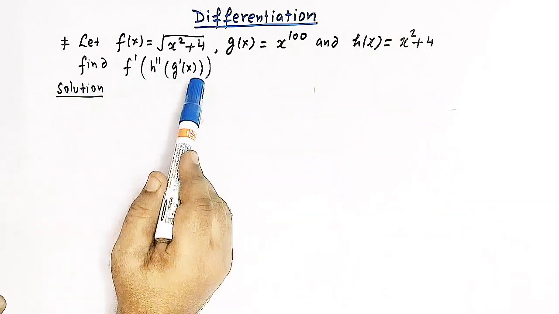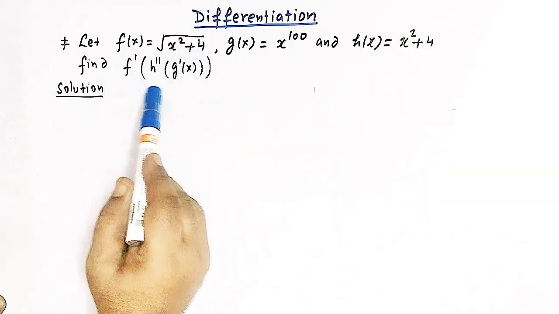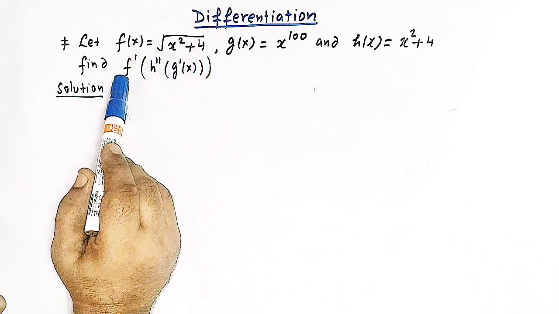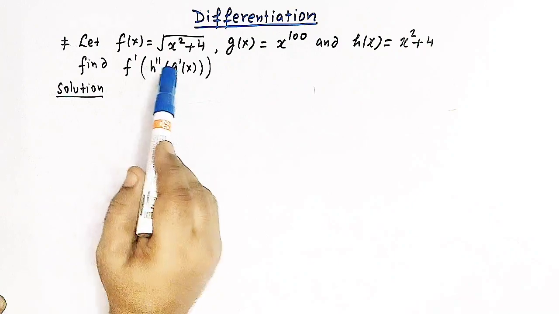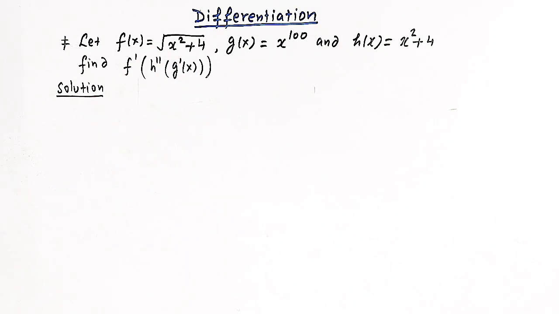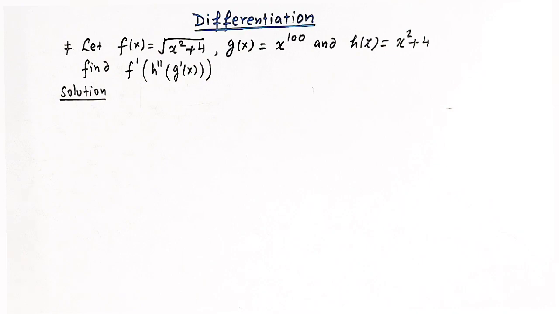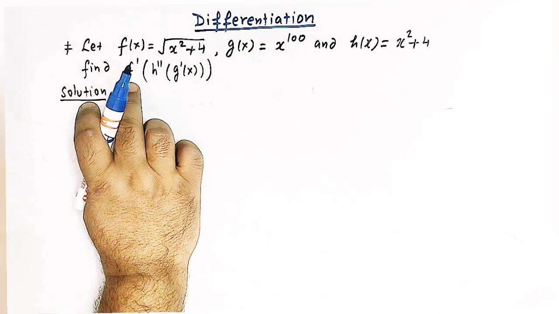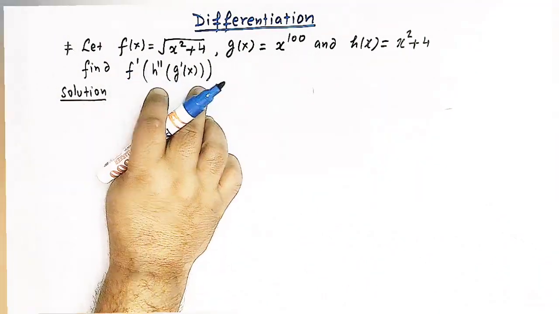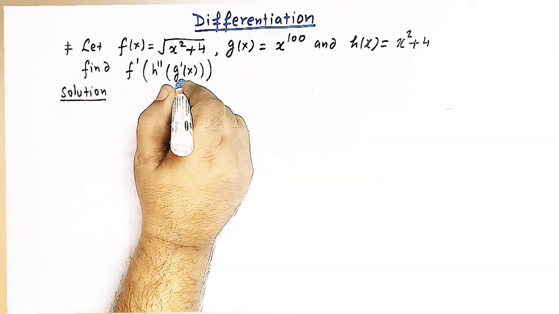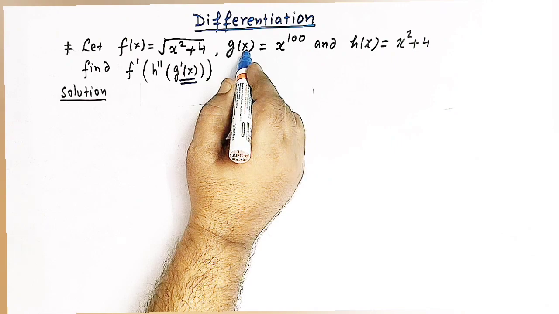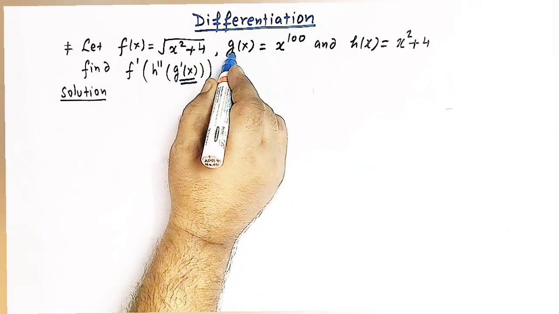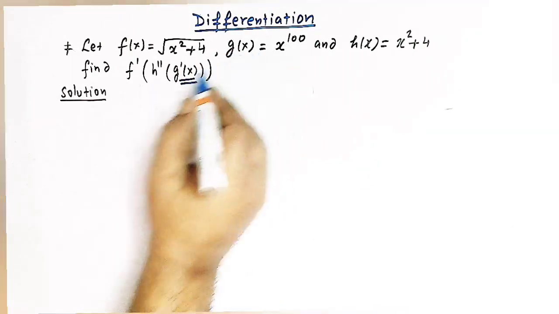And we have to find the value of this expression, that is f prime of h double prime of g prime of x. To find the value of this expression, we'll first find g prime of x, right? So first we'll find the derivative of g of x with respect to x.